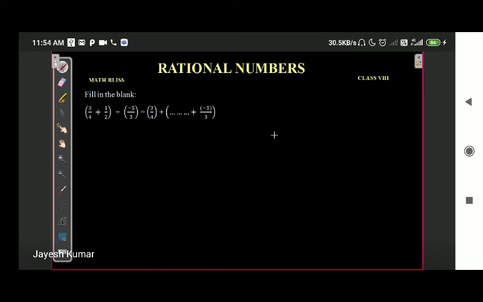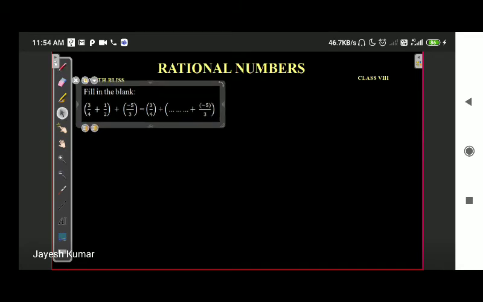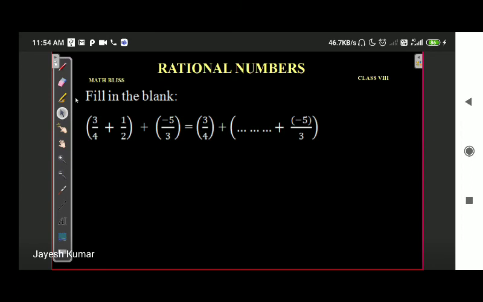This is the question from second exercise, applications of rational numbers. This is a kind of fill in the blanks question. We discussed the first part yesterday and we are discussing the second part today. The question is asking you to fill in the blanks. Let me enlarge it so that you can easily see it.